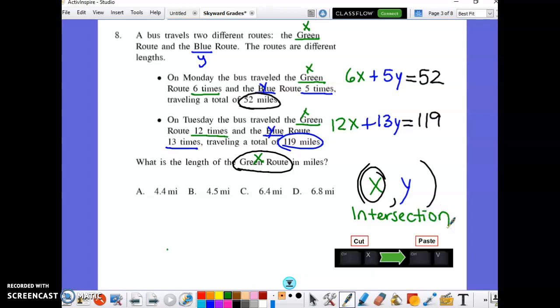Okay, so go do it in Desmos and type your answer in. It's either going to be A, B, C, or D.